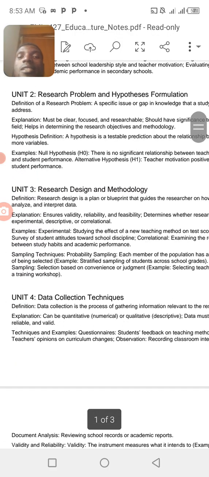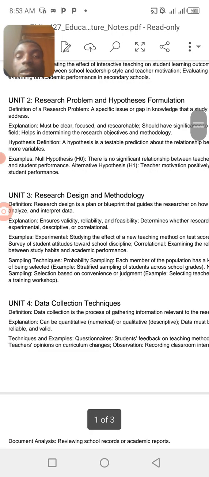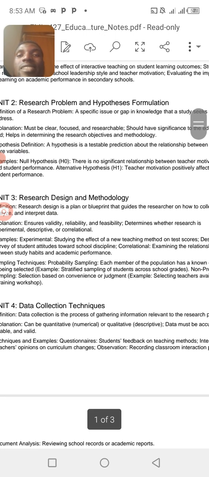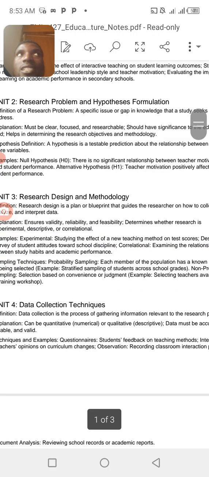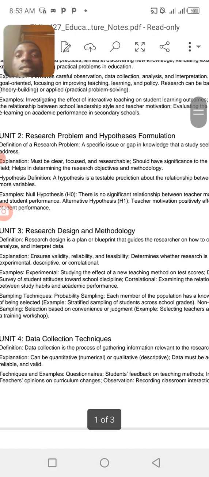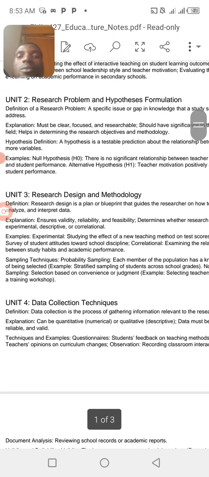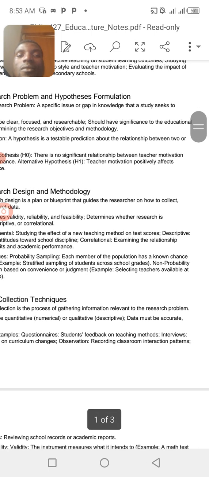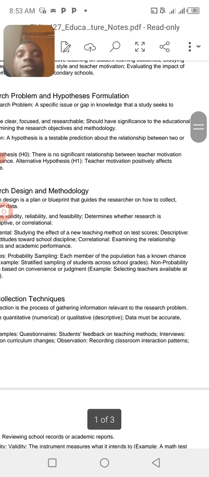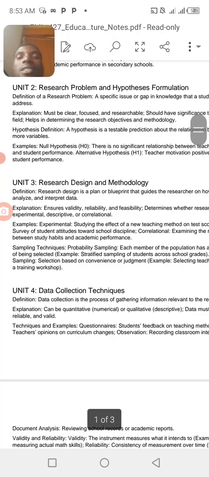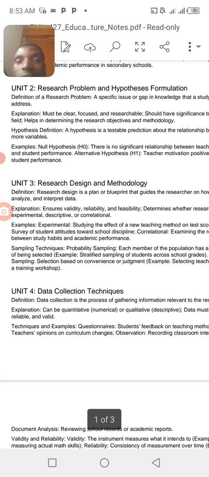Address. Now, explanation: in a research problem or hypothesis formulation, it must be clear. Number 1, clear. Number 2, focused. Number 3, researchable. Anything that is not researchable is not an educational research. So, on the topic you are working on, it must be clear, focused, and researchable. And it should have significance to the educational field, helping in determining the research objectives and methodology.